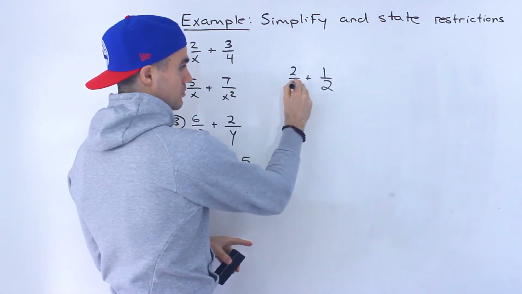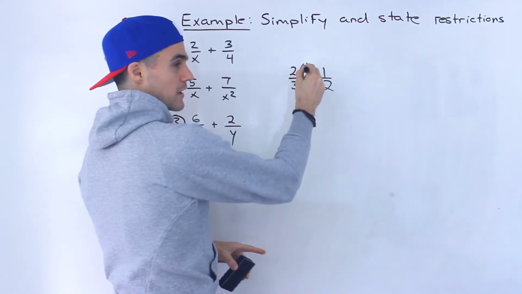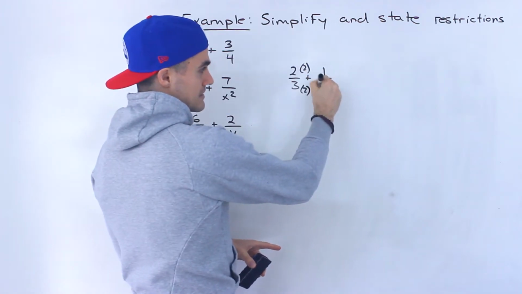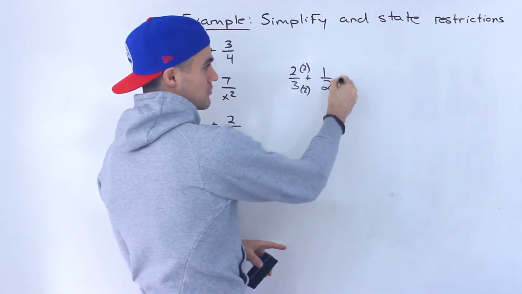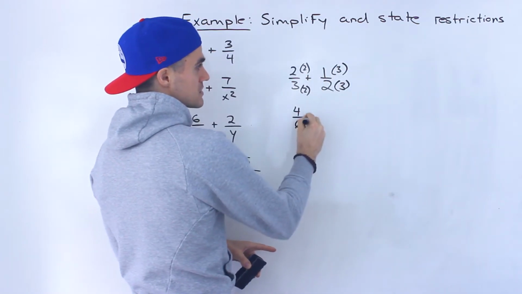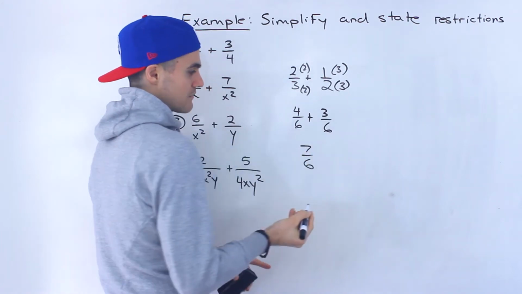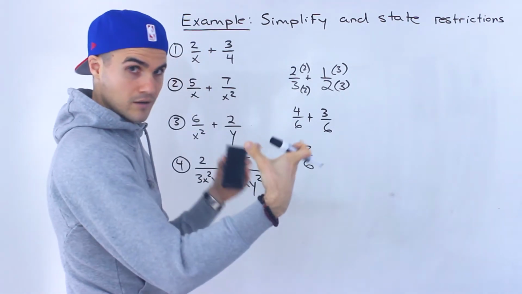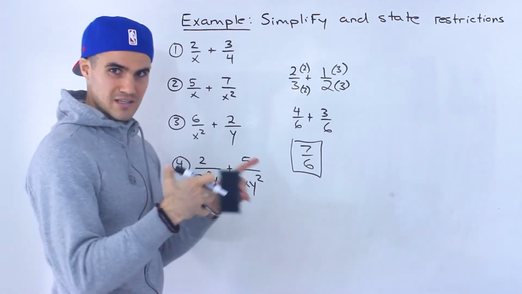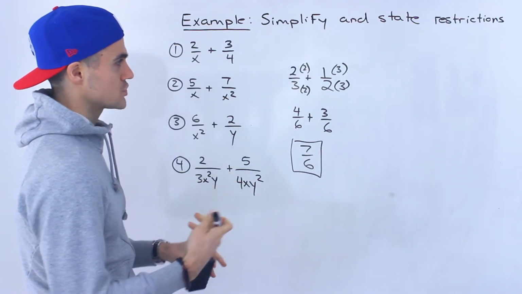So to get this 3 to become a 6, we have to multiply by 2, which means we have to multiply the top by that same expression, 2. And to get this 2 to become a 6, we have to multiply by 3, which means we have to multiply the top by 3. So we would end up with 4 over 6 plus 3 over 6, which ends up being 7 over 6. So now we can combine it into one fraction. We're going to be using the same sort of methodology when we're dealing with these kinds of questions.